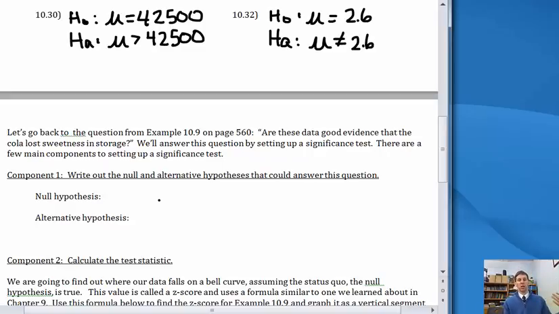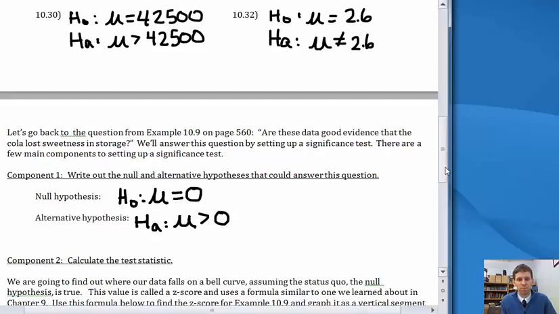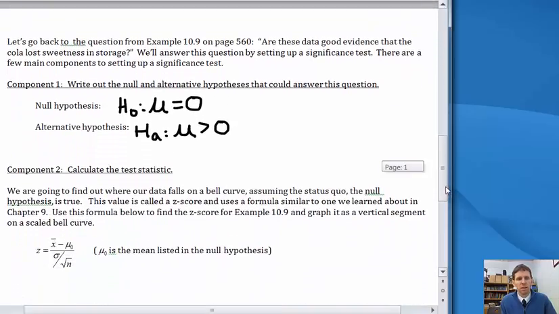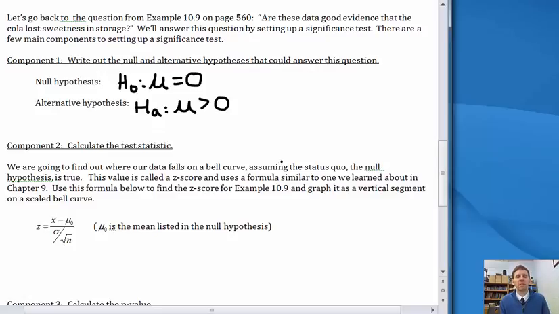So if somebody says, is there good evidence that cola has lost its sweetness? You could say, no, not really. I think that the mean change is still zero. Or you could say, yeah, I think there has. The yes hypothesis is yes, cola has lost sweetness. So the means of these differences should be greater than zero. So the first step you do in a significance test problem is write out what the possible hypotheses are going to be.